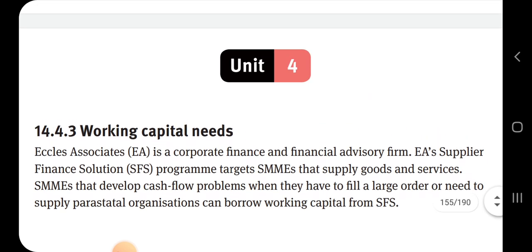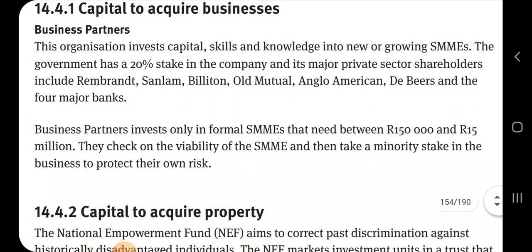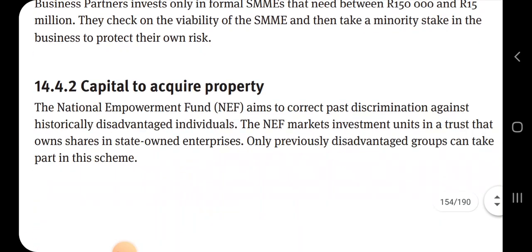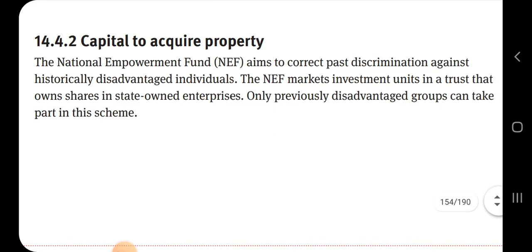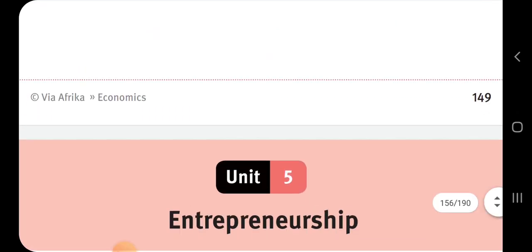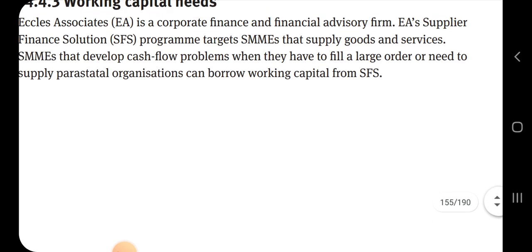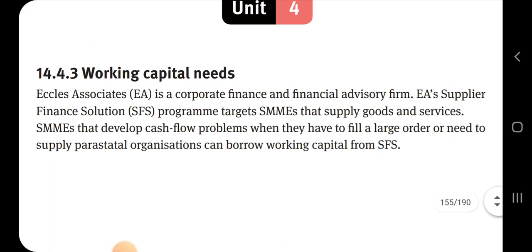So here you need to know where they get money to buy businesses or to start them, where they get money to buy property, or where they get money for working capital. And with that, we are done for the term.